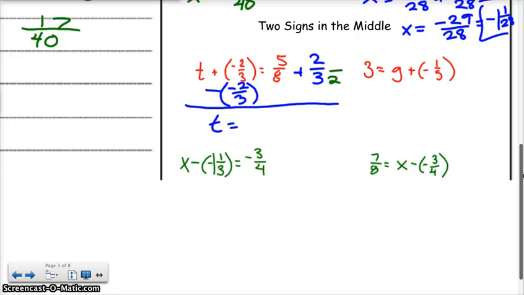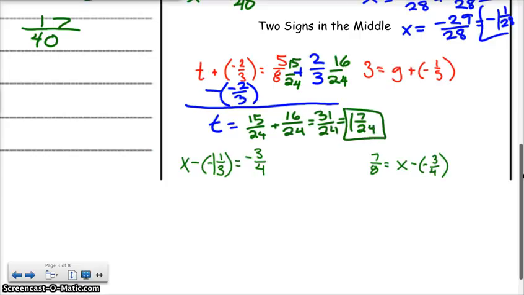Finding a common denominator. 15. 3 times 8 is 24. 2 times 8 would be 16. So it would be 15 over 24 plus 16 over 24, 31 over 24, oofda, which is 1 and 7/24. Final answer. Wow.